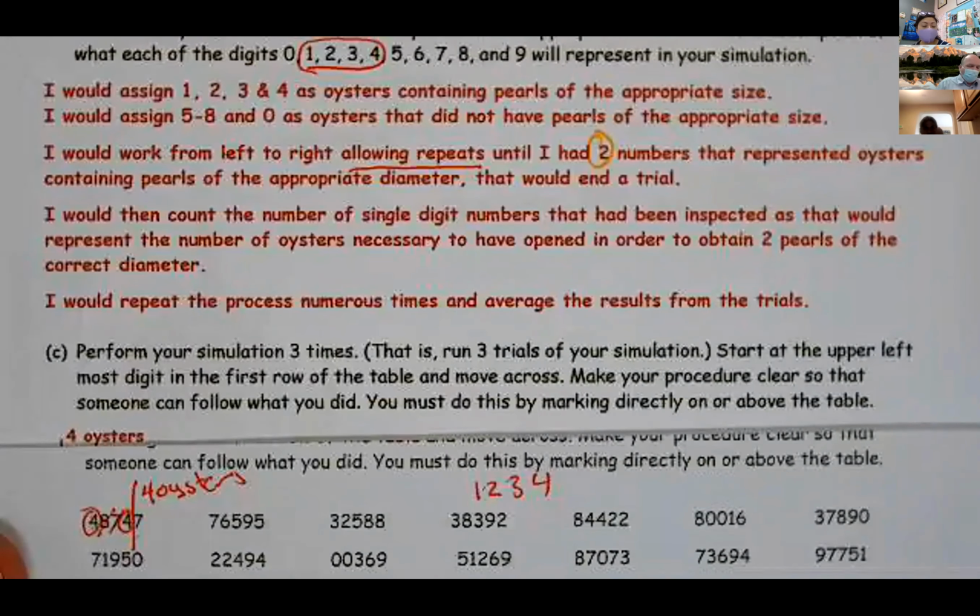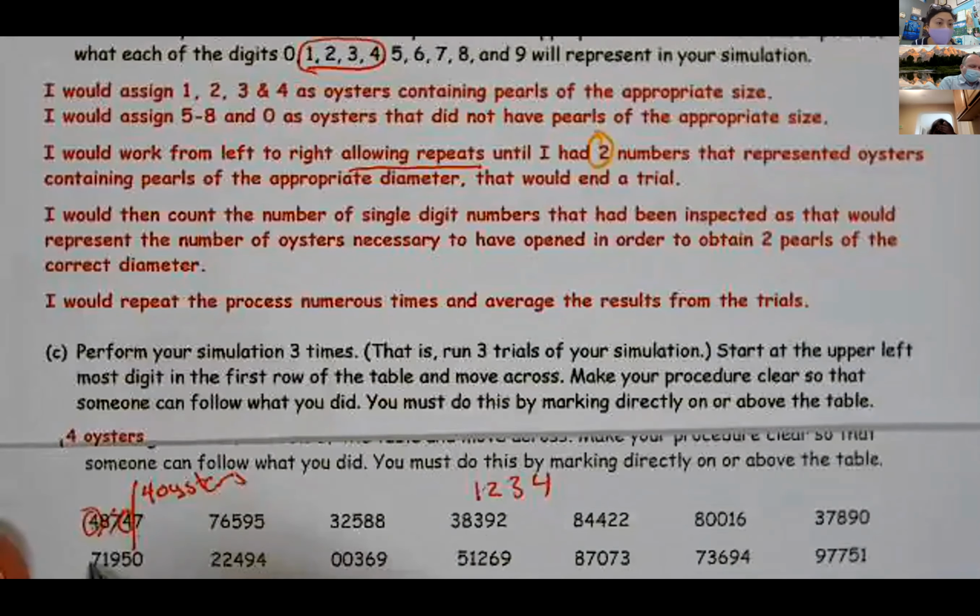Now technically I can start the next trial right at any point on here. I could, but usually, and this is what I would recommend, if you get to run a simulation, drop to the next row. It just makes it cleaner for you and cleaner for the grader. And believe me, you don't want to cause them any issues.